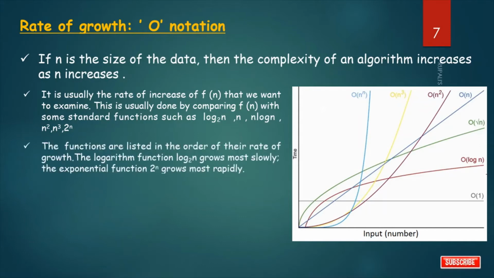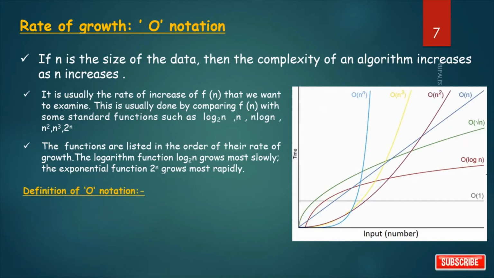The functions are listed in the order of their rate of growth. The logarithm function log2 n grows most slowly. The exponential function 2 to the power n grows most rapidly, and the logarithm function grows most slowly.